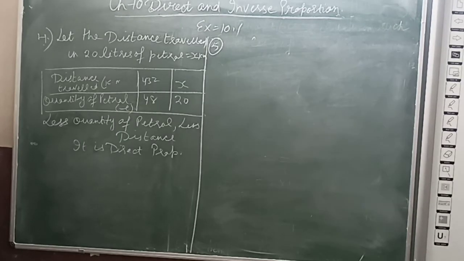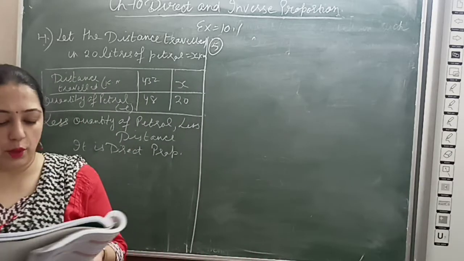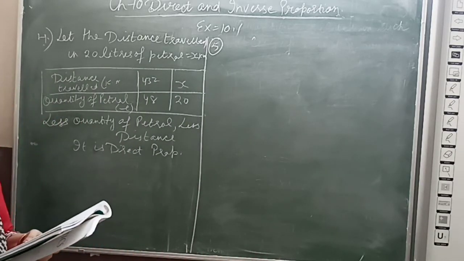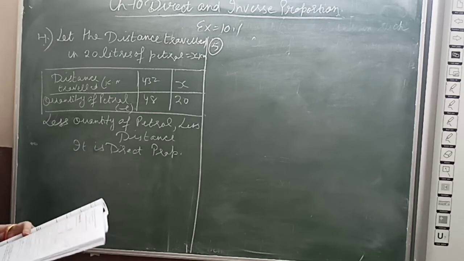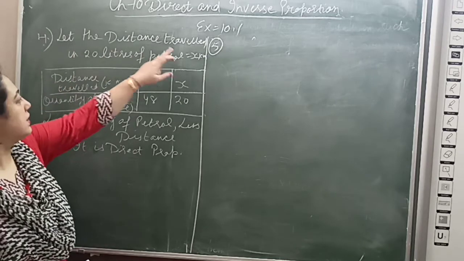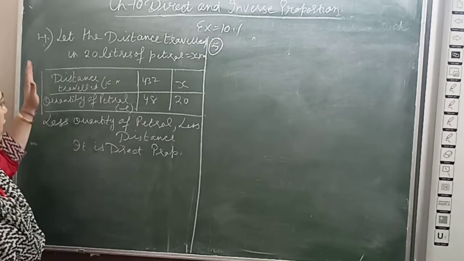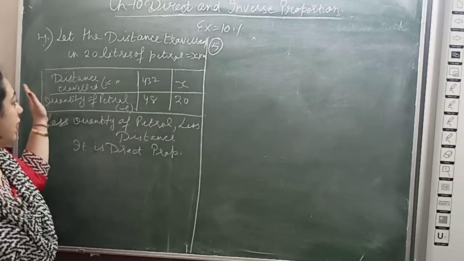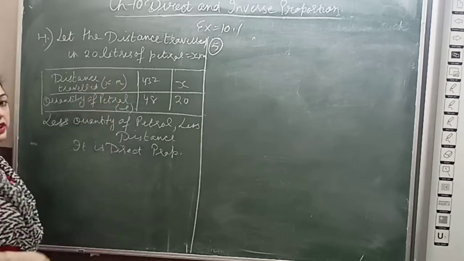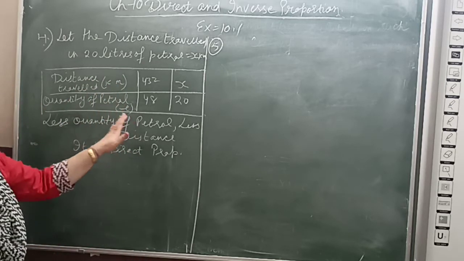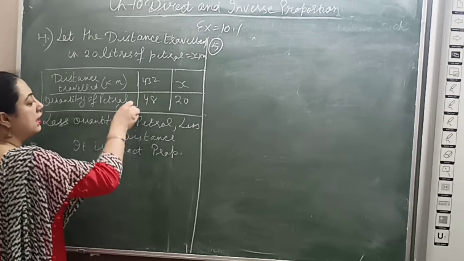Sum number 4 of exercise 10.1: a car travels 432 km on 48 liters of petrol. How far would it travel on 20 liters of petrol? Now, let us suppose the distance traveled on 20 liters of petrol be x kilometers. But first of all, we make a table. In the first row, I write down the distance traveled, in kilometers. In the second row, I write down the quantity of petrol, which you everybody know is in liters.